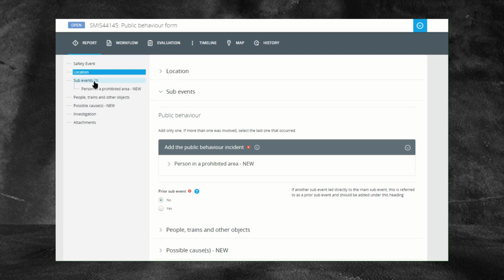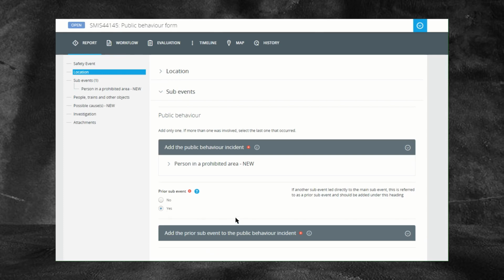Staying within the sub-event section, we'll move down to prior sub-event, where you get to add one prior event if it led to the main event. You can add any of the currently available simplified SMIS sub-events as prior events if one of these has led to the main public behaviour event. An example of a prior event to a person in prohibited area is, say, a suicide intervention attempt resulting in the suicidal person going onto the running line. So in this instance, you would select prior sub-event is yes.